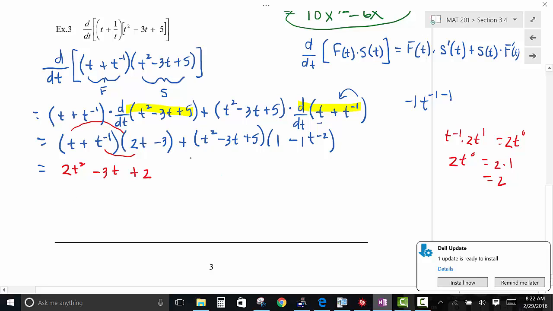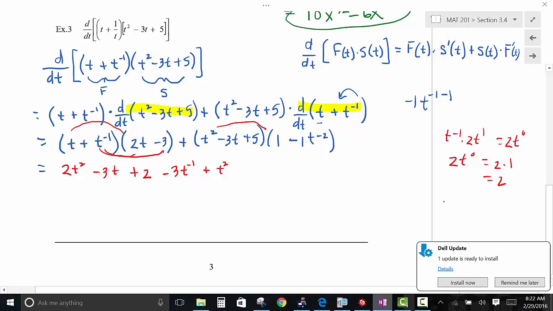Add exponents when you multiply. Then this last term right here is minus 3t to the negative 1, and just leave it alone. So you've got to know your exponents and know them well. Now let's go to this. t squared times 1 is plus t to the second. Now we can take t squared times negative 2t to the negative 2.